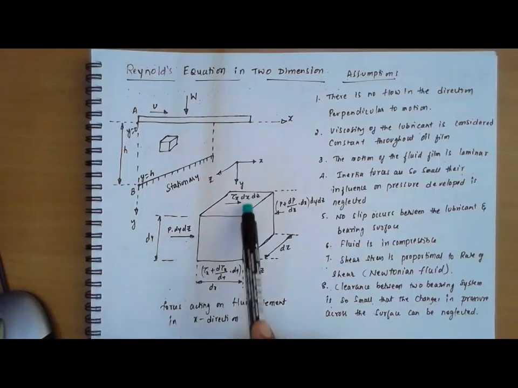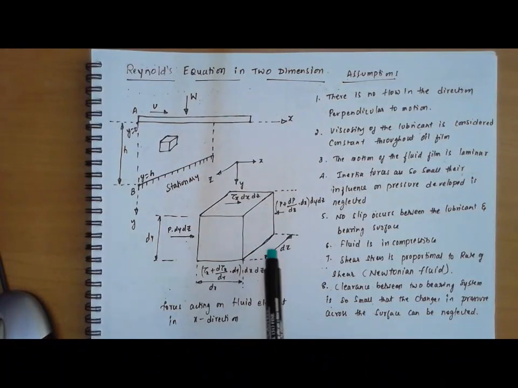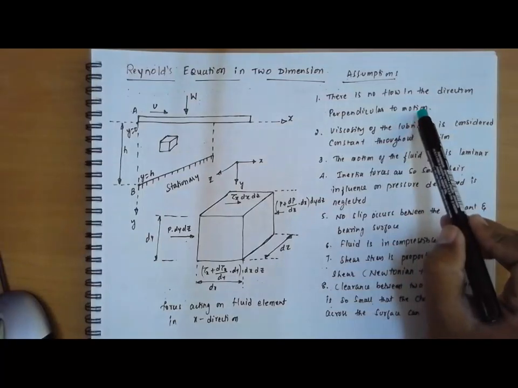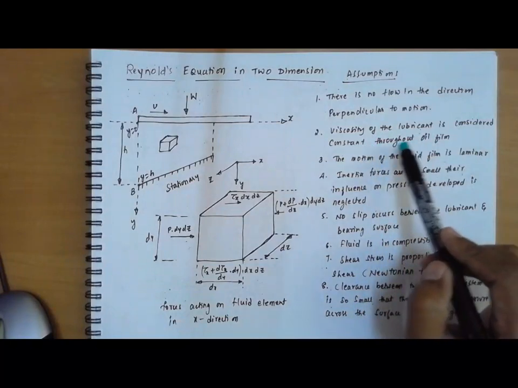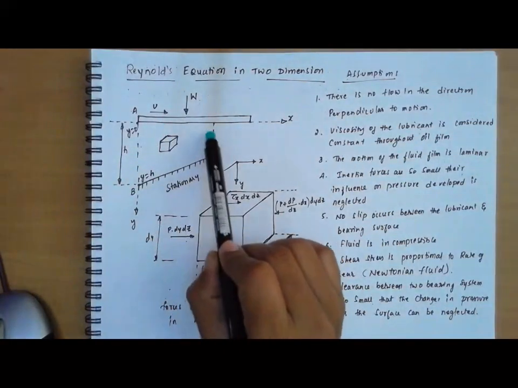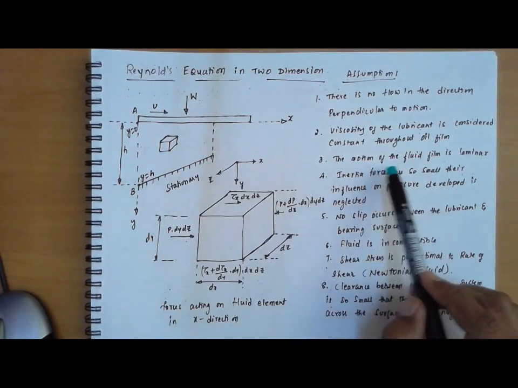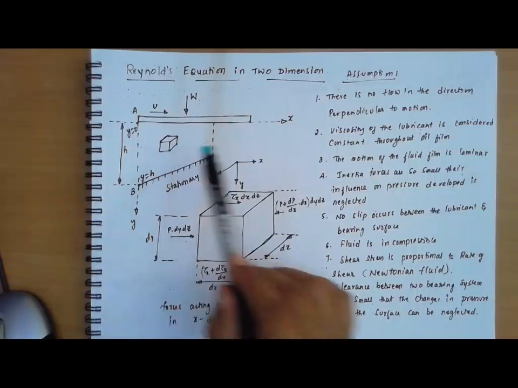This is a normal stress acting, and this is a shear stress acting, along with the incremental stresses. While deriving the Reynolds equation, we do make certain assumptions. The first assumption is that there is no flow in the direction perpendicular to motion. Assumption number 2 is that the viscosity of the lubricant is considered constant throughout the oil film. And the motion of the fluid film is laminar; the fluid flow in this converging oil film is laminar.